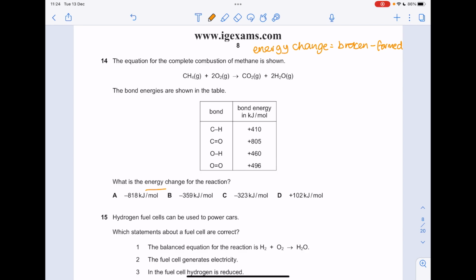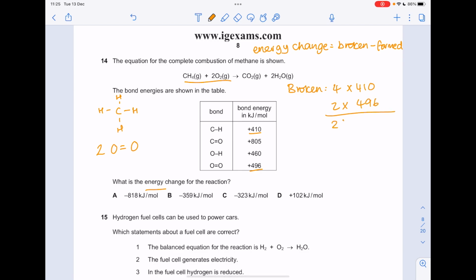So let's have a look at the bonds broken. It's this side. Just to show you the bonds being broken, there's our methane. Hopefully you can see there are 4 C-H bonds, so we're doing 4 times 410. And then what about the oxygen? We've been told there's 2 of them, so we're doing 2 times 496. Add those up to get 2632. So there's our bonds broken.